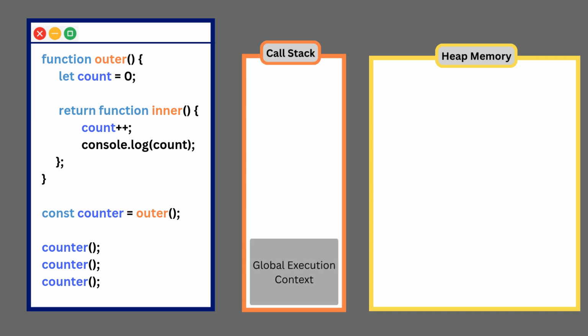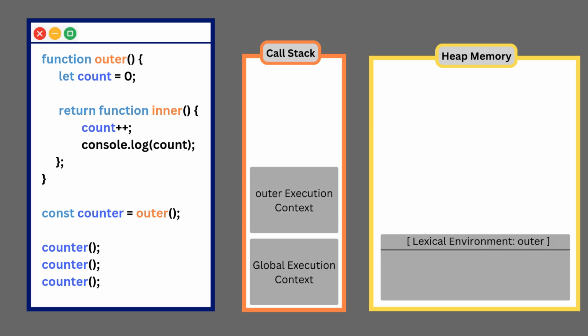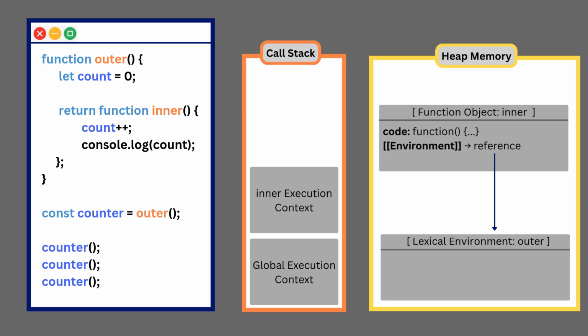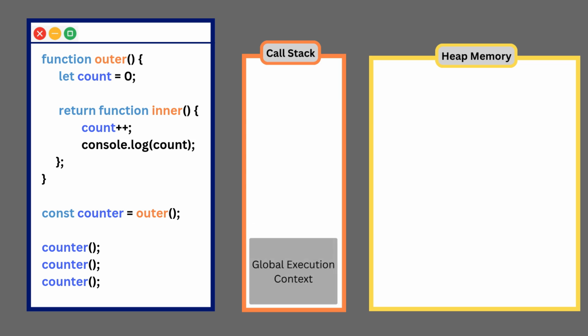When a function is created, JavaScript doesn't just store its code. It also stores its surrounding variables. This structure is called the lexical environment. Now when the inner function is created, it keeps a reference to that environment. Not a copy, a reference. Let's go step by step.